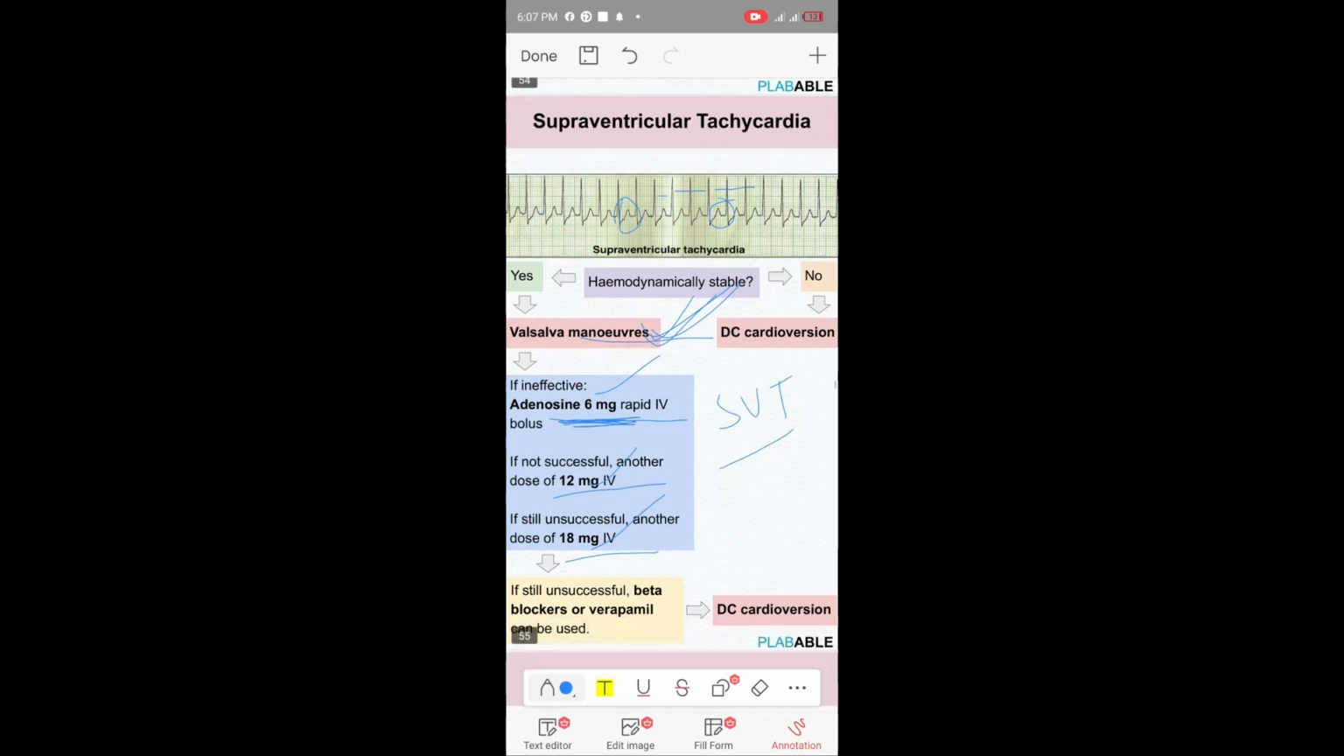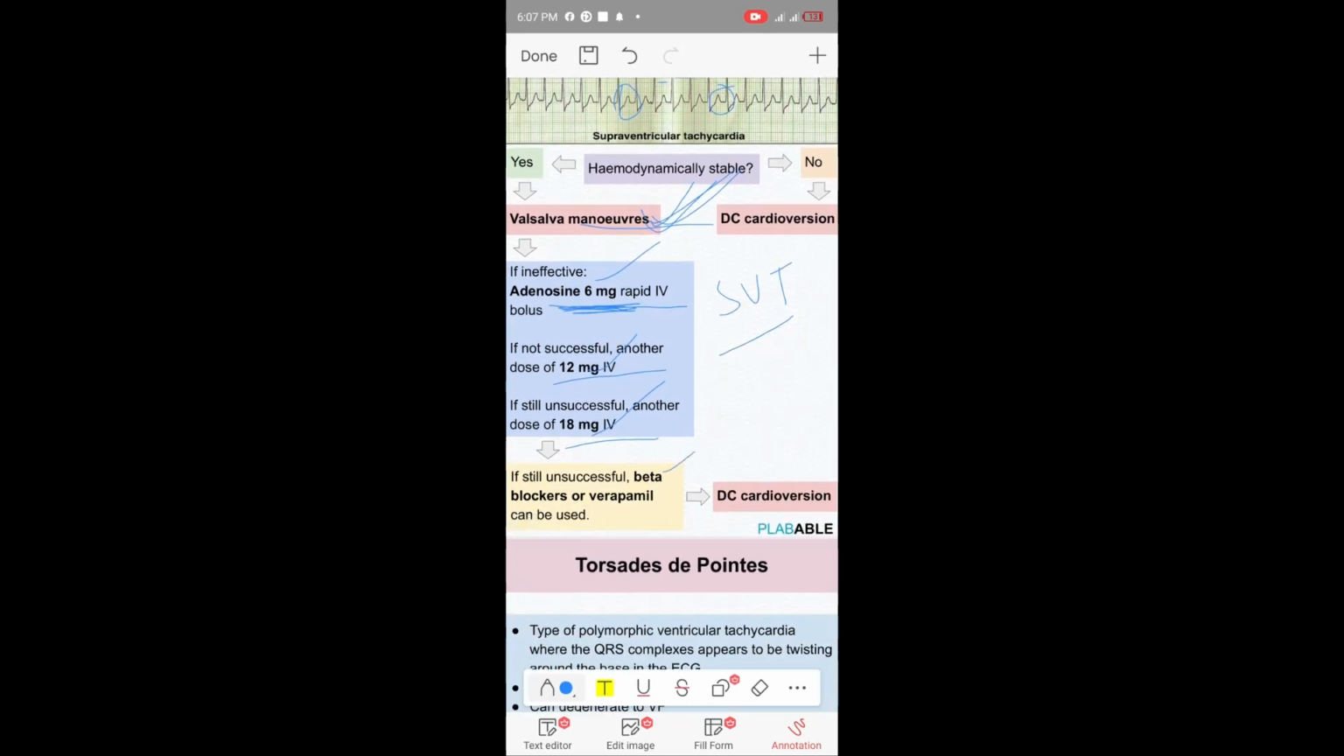Okay, if still not, then you can go for either a beta blocker or verapamil. You can try that one. If still not, then DC cardioversion. DC synchronized cardioversion, because there is an R wave, you can see the QRS complex over here, with the 50 joule shock. You're going to sedate the patient and give a 50 joule shock, DC synchronized cardioversion. If the patient is hemodynamically unstable, then for any of the tachyarrhythmias, go for the shock. Go for the shock. So this is as far as SVT is concerned, very important SVT.